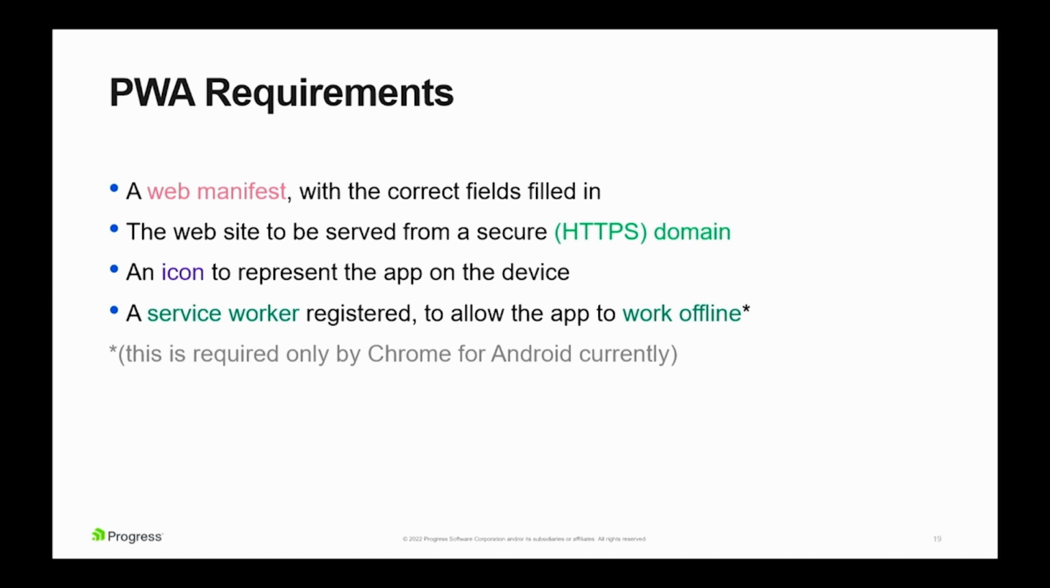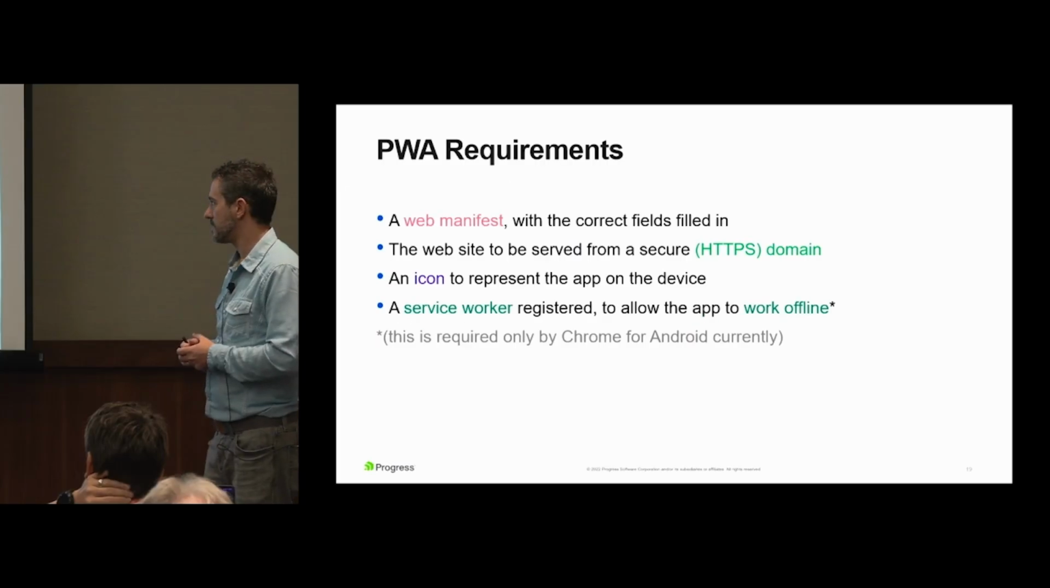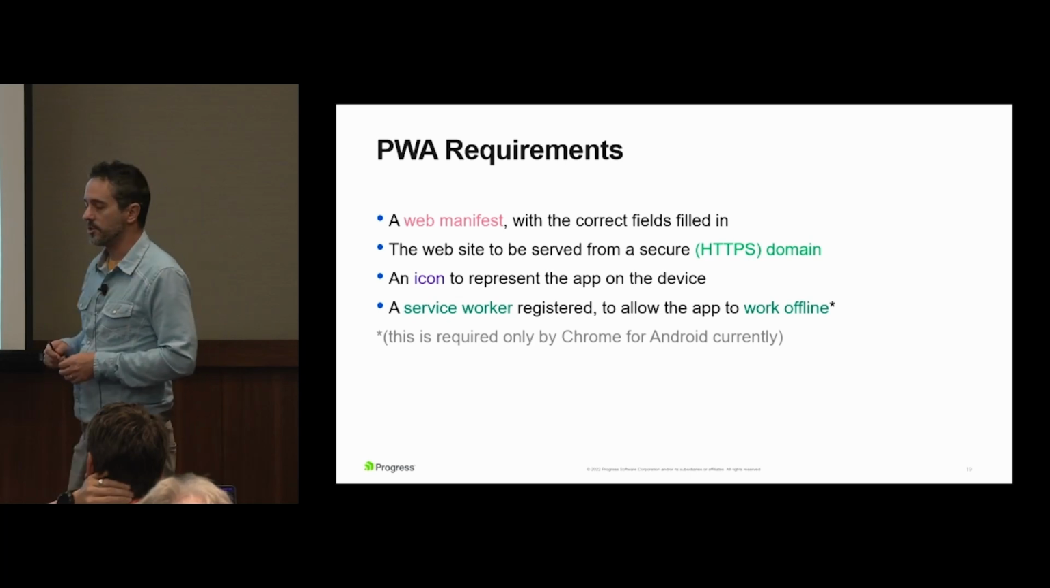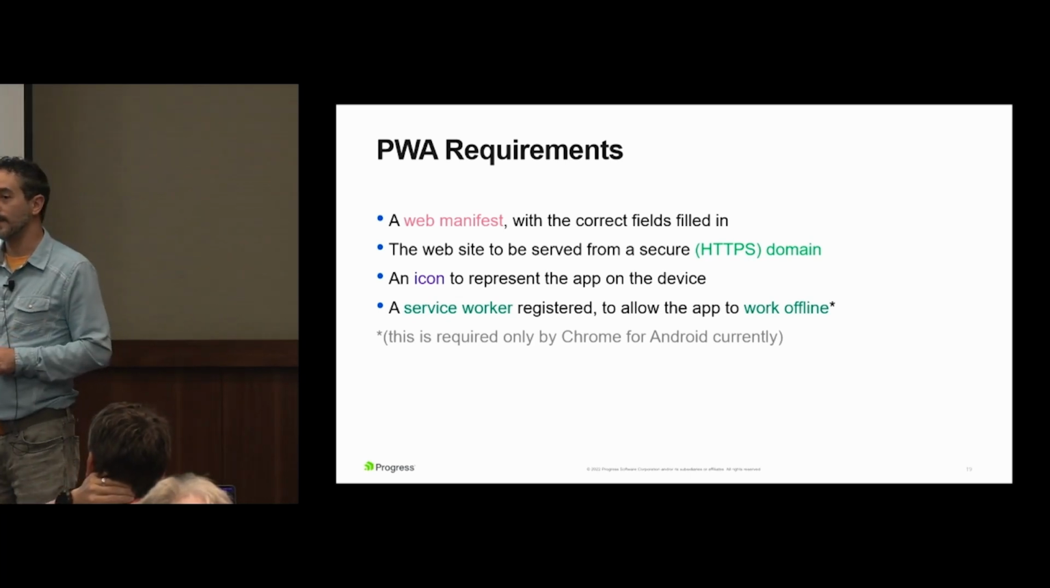And the main requirements to make a web application into a PWA or progressive web app is that it has a manifest file. This is a file that outlines all of its static resources, that desktop icon that I was talking about, those type of things. They have to be served over a secure network. So you need an HTTPS website. You should all be doing that these days anyway. But it does have to be secure to be a, quote, PWA. It needs the icon to represent the app on the device. And it needs a service worker registered to make the application work offline.